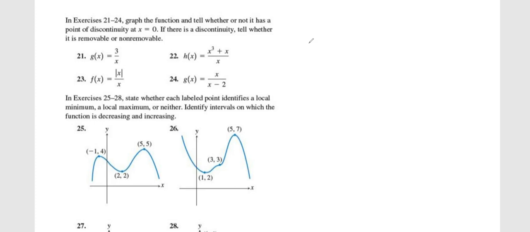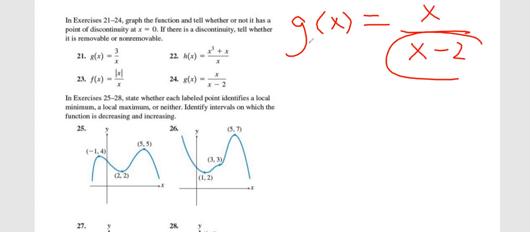Okay. Is there a point of discontinuity at x equals 0? G of x equals x over x minus 2. Obviously, we're paying attention to the denominator. If there's a point of discontinuity at x equals 0, that means if I plug in 0 into this function, the whole function is going to implode. Yes, fall in on itself.